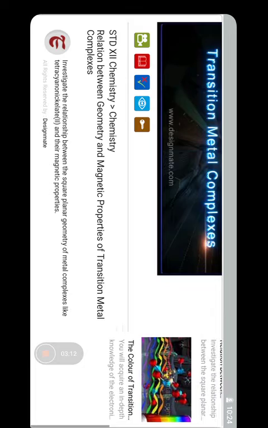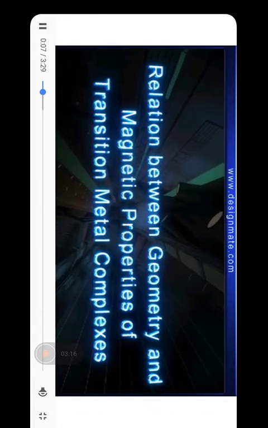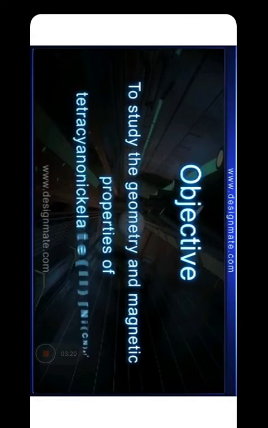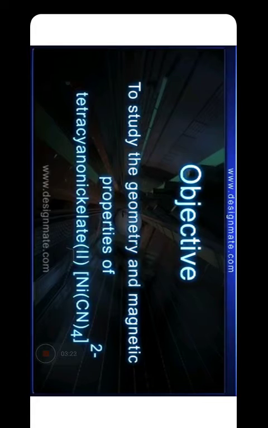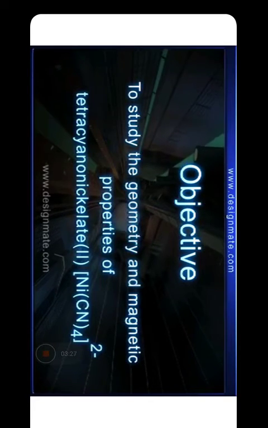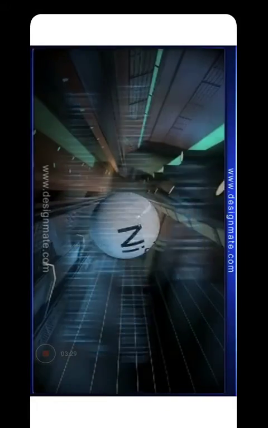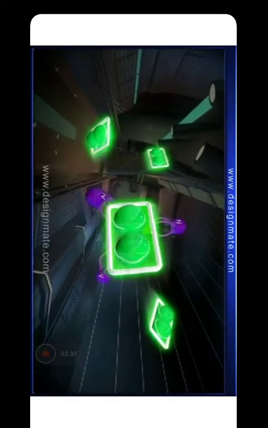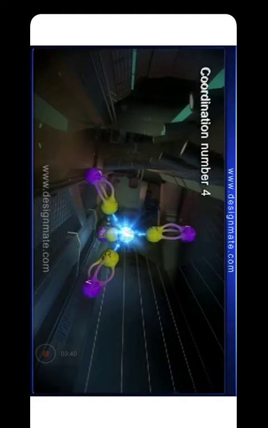Relation between geometry and magnetic properties of transition metal complexes. Objective: to study the geometry and magnetic properties of tetracyanonickelate 2, Ni(CN)4 2-. In the Ni(CN)4 2- complex, Ni2+ ion accepts 4 electron pairs donated by 4 strong CN- ligands and thus has a coordination number of 4.